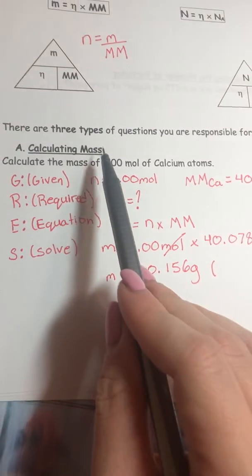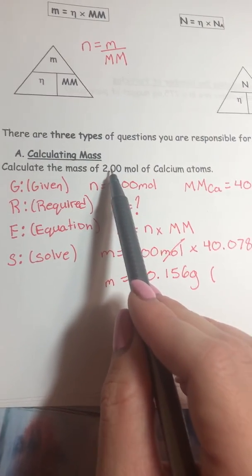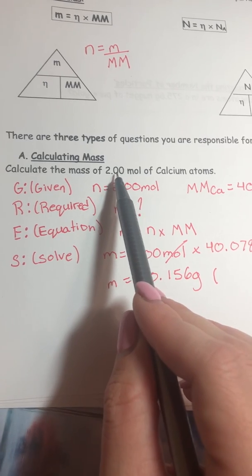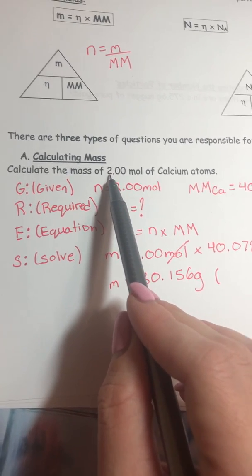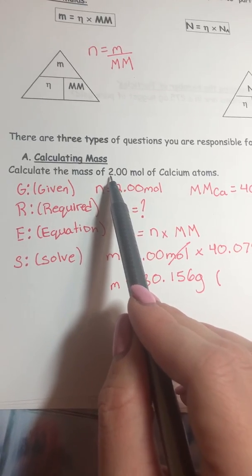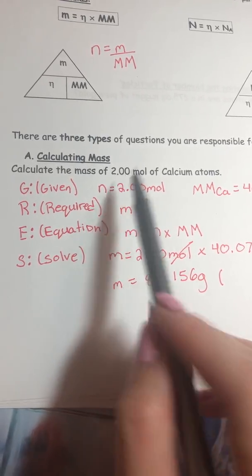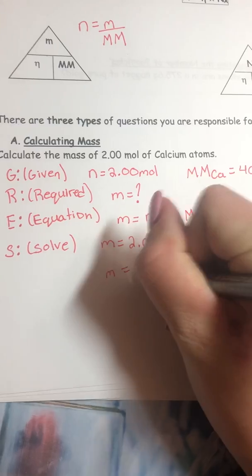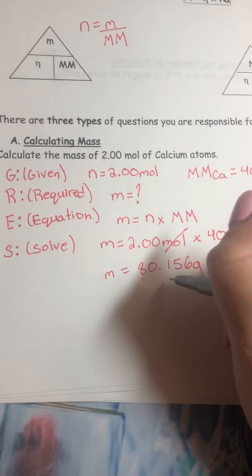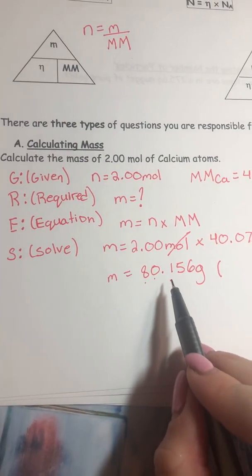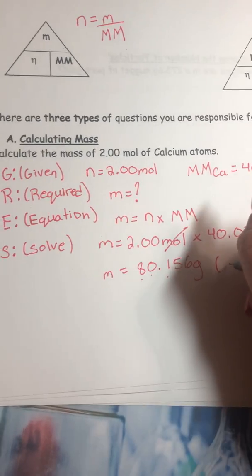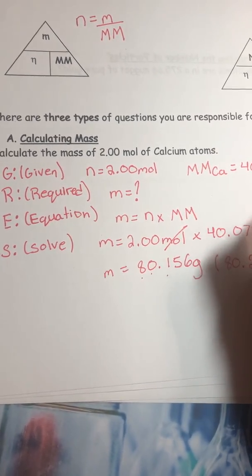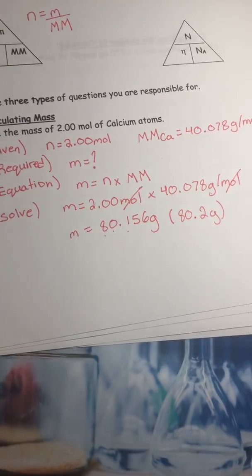Then we need to put it into correct significant digits. In our question, the only number we have is this one here, and those zeros, since they're in the decimal places and they fall behind a non-zero digit, mean all of these numbers are significant. So I need to have 3 sig digs. Here's my first, here's my second, here's my third. This one here will round up to a 2 because of that 5. So I'm going to have 80.2 grams as my final answer.